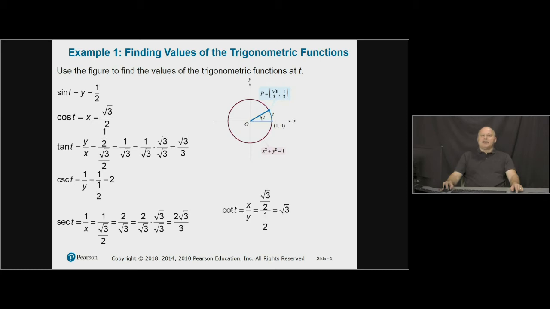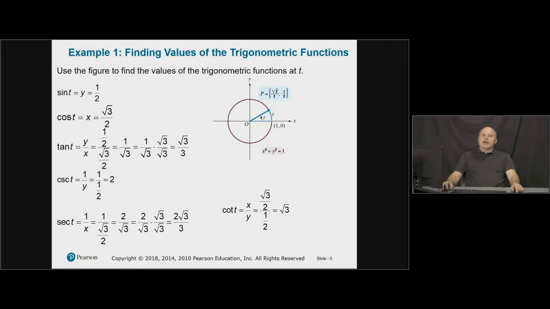And then finally, the cotangent of t is x divided by y, which is the x-coordinate divided by the y-coordinate. So it'd be the square root of 3 over 2 divided by 1/2. If you invert and multiply, you get root 3.